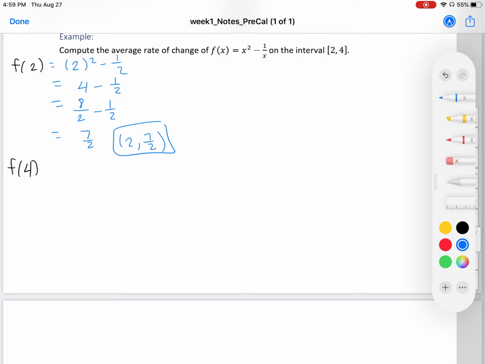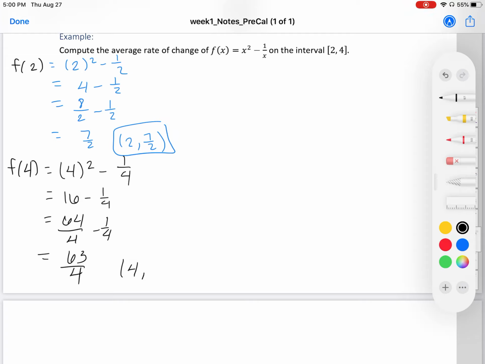So our point is (2, 7/2). For f of 4, let's plug in a 4. We have 4 squared minus 1/4, which gives us 16 minus 1/4. Let's get a common denominator. 16 times 4 is 64. So we get 64 over 4 minus 1/4. We get 63 over 4. So our point would be (4, 63/4).